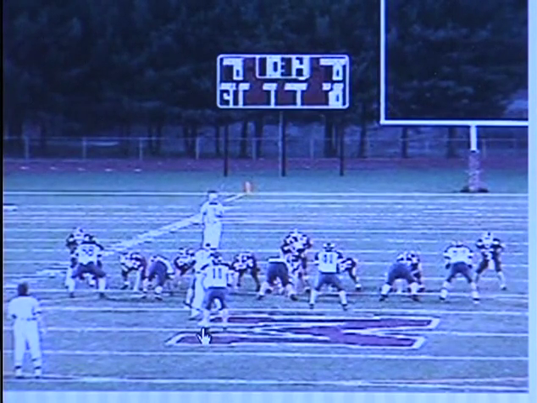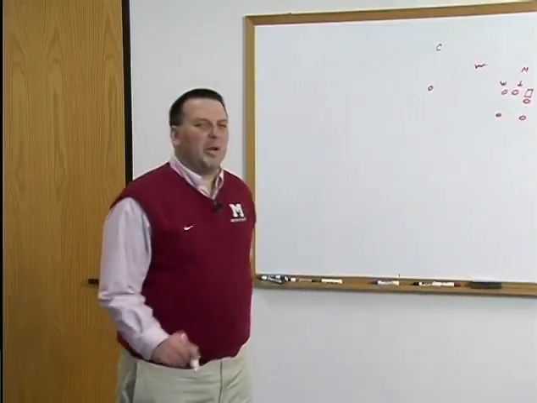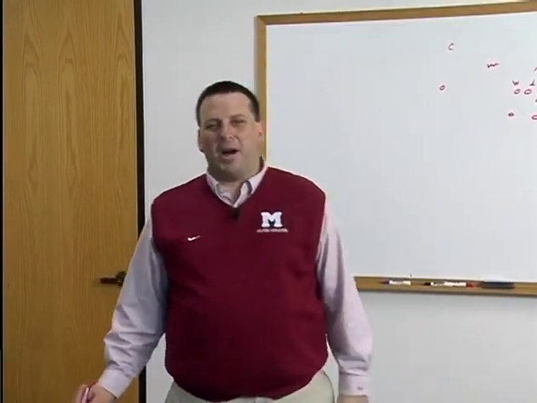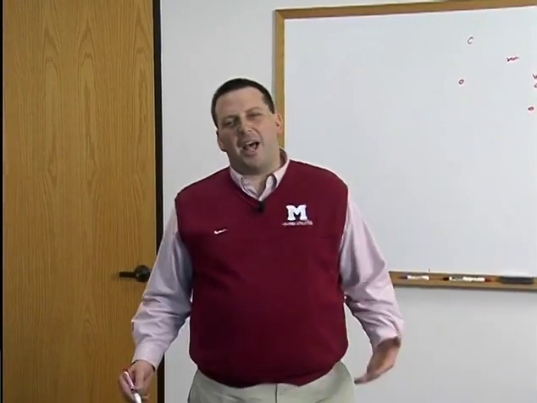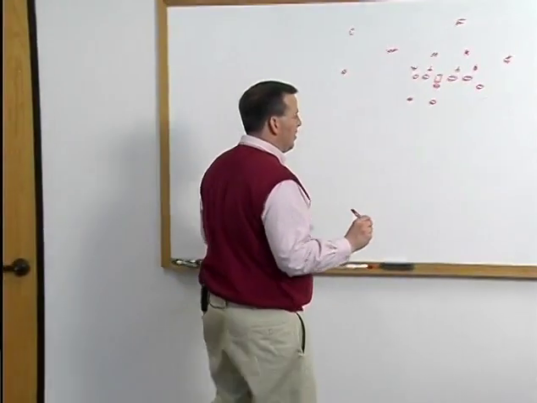We'll now move to the tackle trap counter. What we're going to do now is move into the tackle trap counter, which looks an awful lot like the inside belly, but what it does, it gives us a counter play without a guard pull. A lot of times when people are defending wing teams, what they say is key the guards. That's why the tackle trap counter has been such a good play for us over the course of time. We're going to start with the blocking schemes.